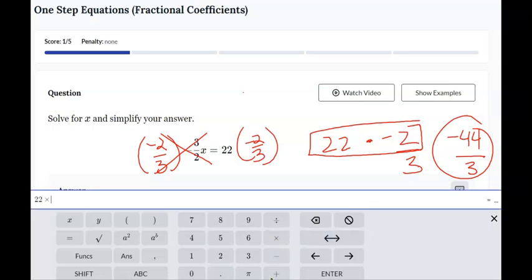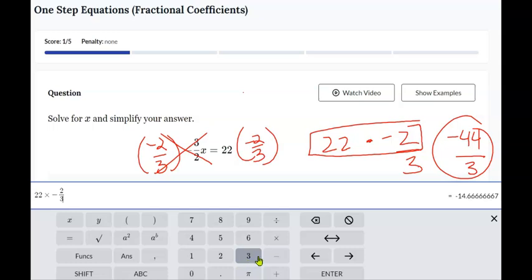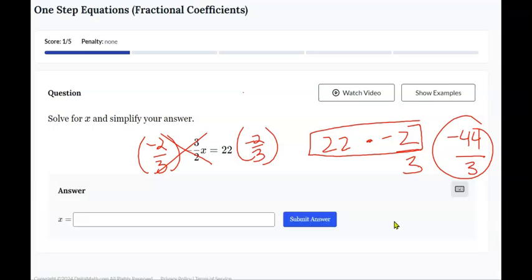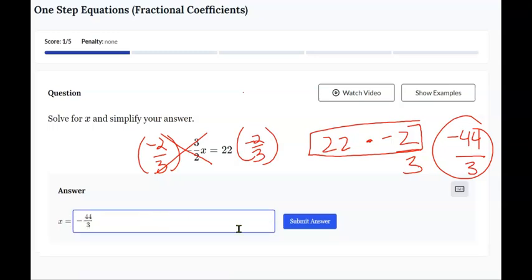22 times negative 2/3. Well, it's giving it to me as a decimal here. Now it's important to know there isn't really a 7 there. That 7 at the end is there because it's rounding up. So they may want your answer as a fraction. Negative 44/3.